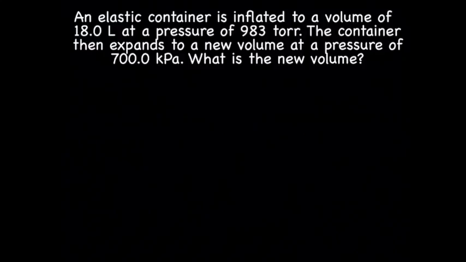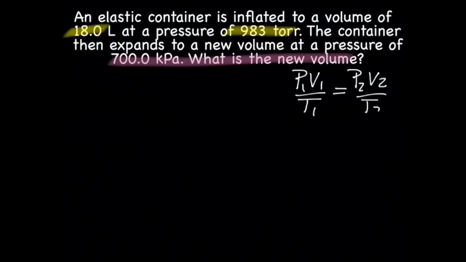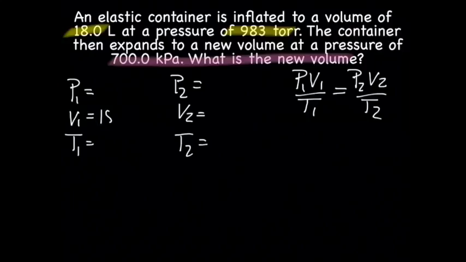Let's read through this. We have an elastic container inflated to a volume of 18 liters at a pressure of 983 torr. Those sound like they go together because we've got a certain number of liters at a certain pressure. The container then expands to a new volume at a pressure of 700 kPa. What is the new volume? We're going to be using the equation P1 V1 over T1 equals P2 V2 over T2. Let's list out our variables. Our ones are 18 liters and 983 torr, and our twos are X and 700 kPa.